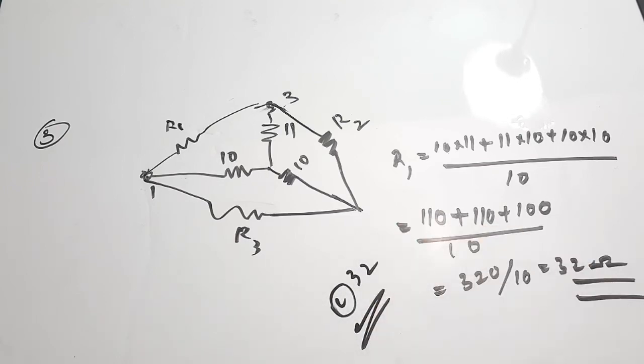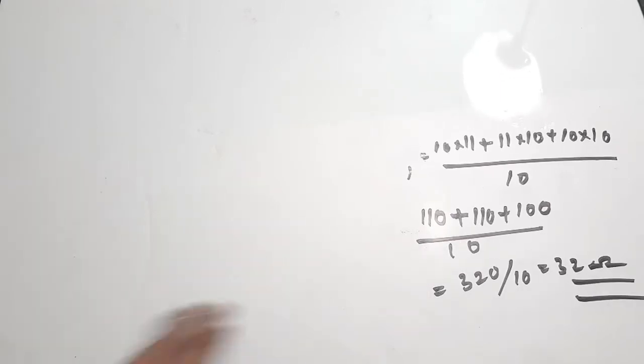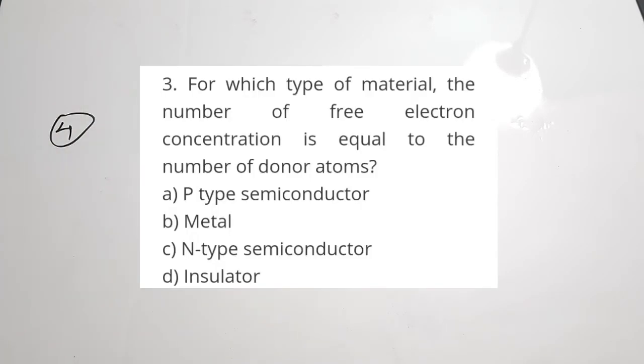Moving on to the fourth question. Let me just remove this to make some space. Moving on to the fourth question. For which type of material is the free electron concentration equal to the number of donor atoms?